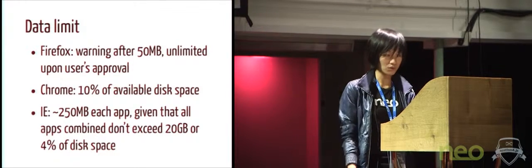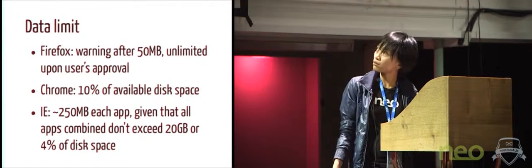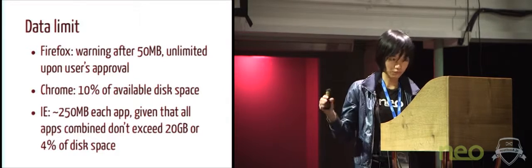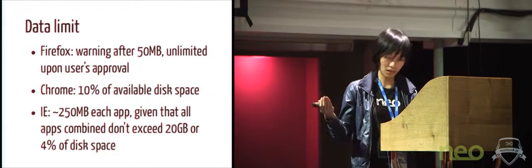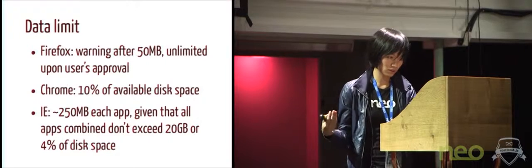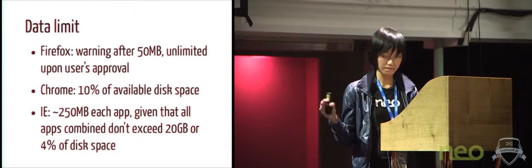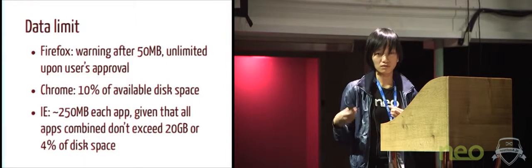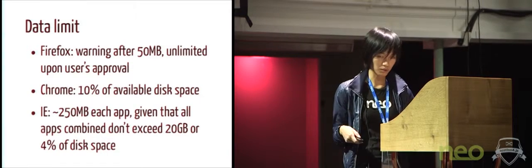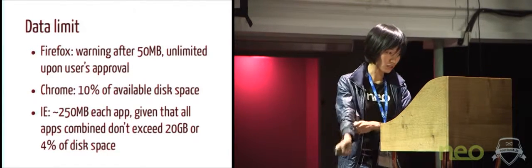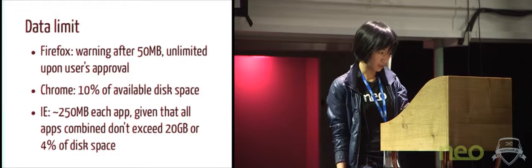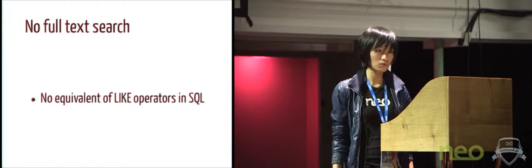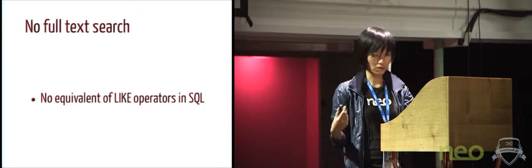But just so you know, if you want to store a lot of data in the local storage, then Firefox allows 50 megabytes or so, and once you get the approval, you can go until unlimited. Chrome allows 10%, but because it is 10% of available disk space, it means that when users keep storing stuff in the database, the allowance is actually shrinking, around 250 megabytes for each application. There's also no full text search. So if you have to do that a lot, then maybe you can consider WebSQL instead.